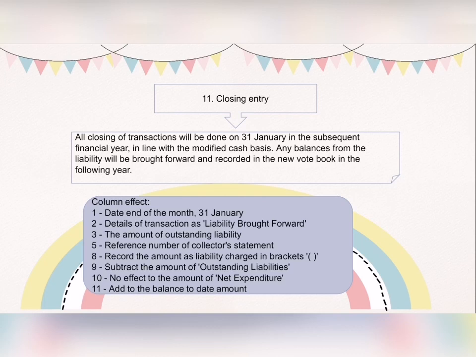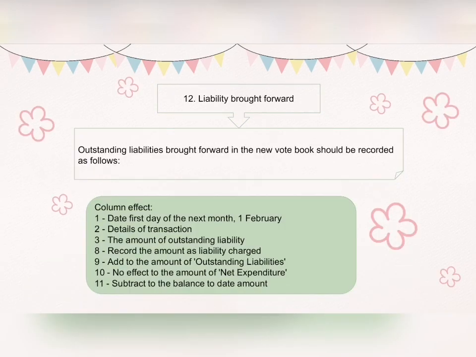All closing of transactions will be done on 31st January in the subsequent financial year, in line with the modified cash basis. Any balances from the liability will be brought forward and recorded in the new void book in the following year. So the columns that will be affected are column number 1, 2, 3, 5, 8, 9, 10, and 11. And finally, the last transaction, liability brought forward. So for outstanding liabilities brought forward, it will affect column number 1, 2, 3, 8, 9, 10, and 11 of part 3.